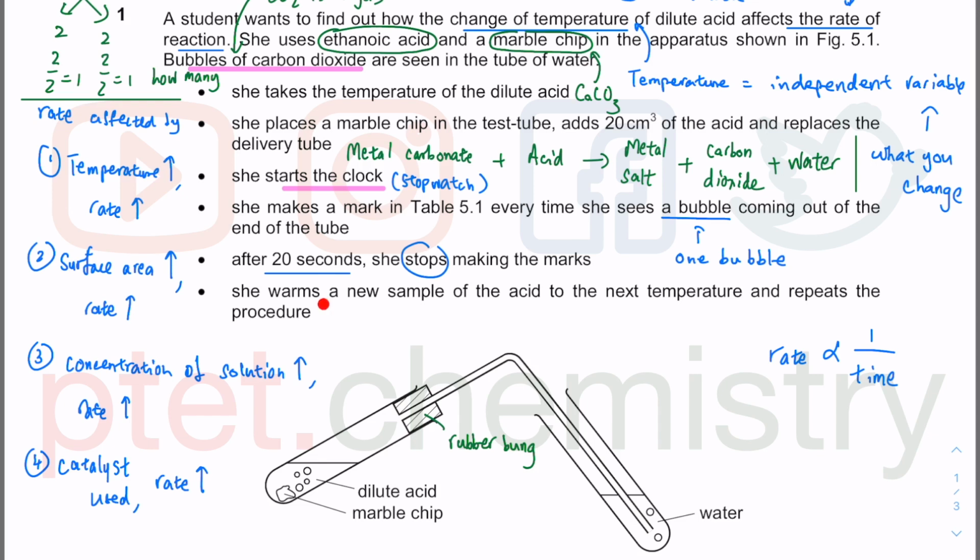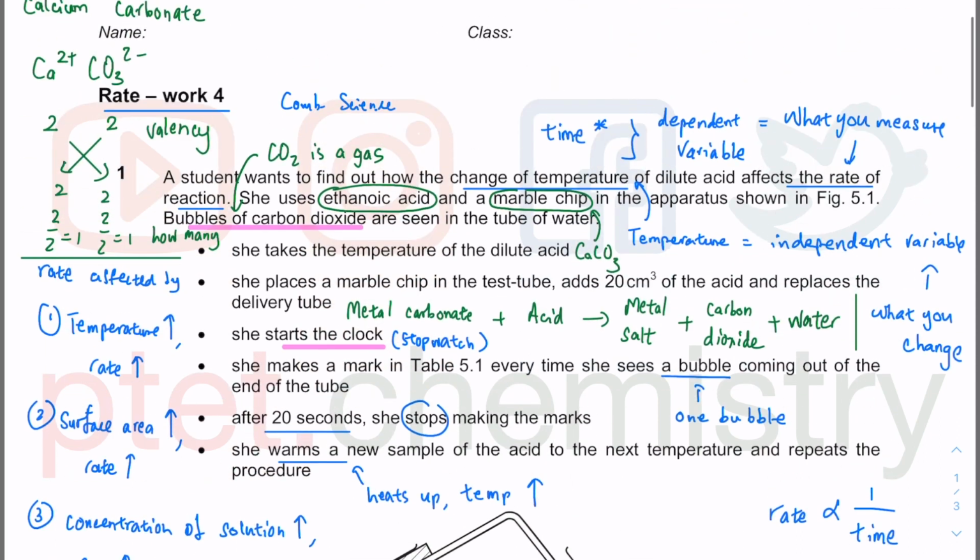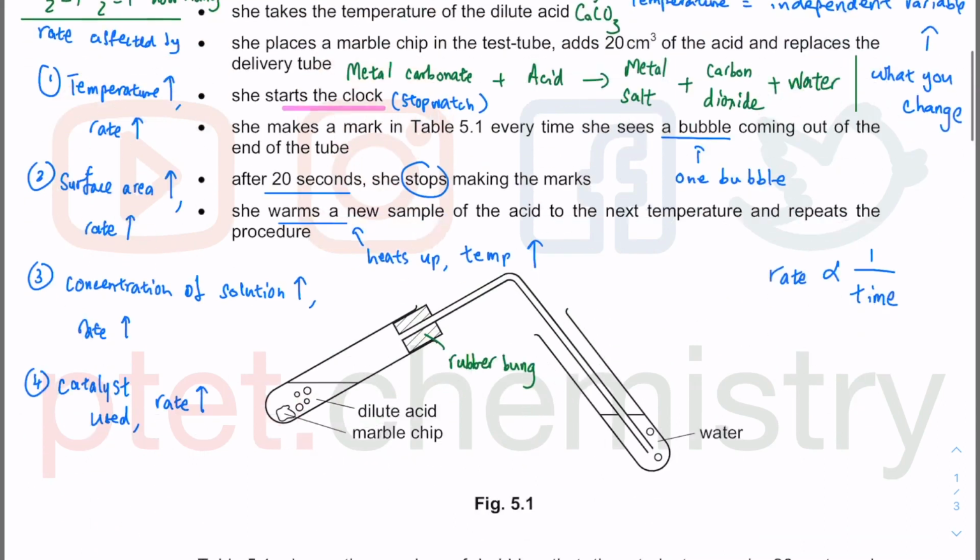Then she warms up a new sample. Warming means heating up. Heating up means the temperature would increase, so that your temperature would be changing, and that is what you're changing in this experiment. As the temperature changes, how would the rate change?